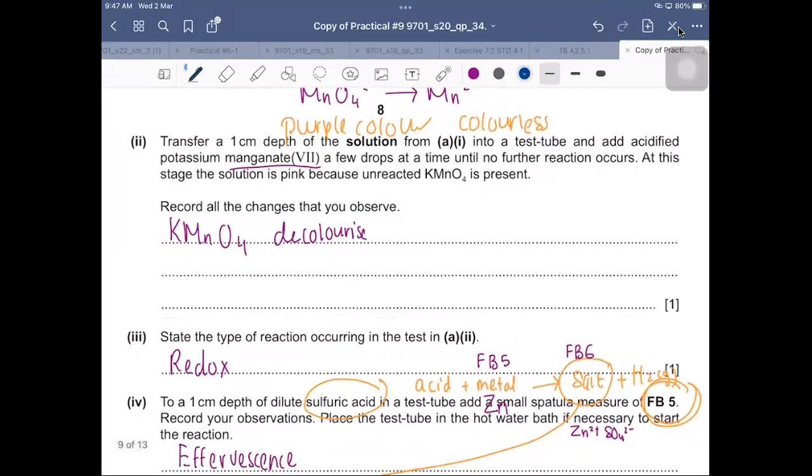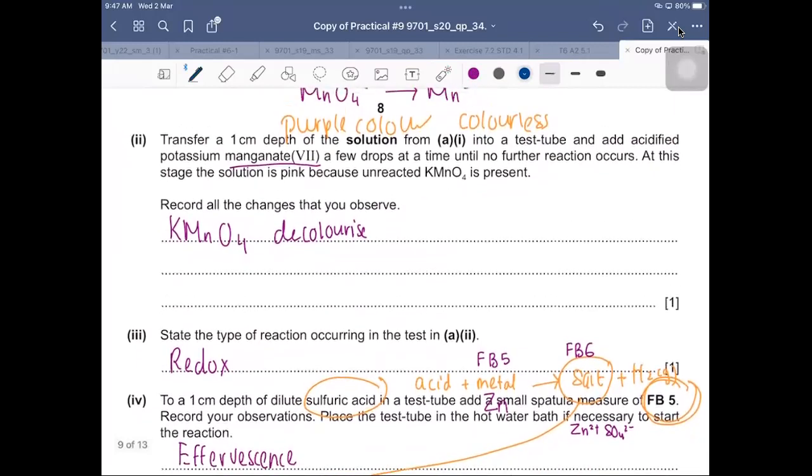Okay, next is 1 centimeter depth of dilute sulfuric acid and a small spatula measure of FP5. Okay, we got your observation.